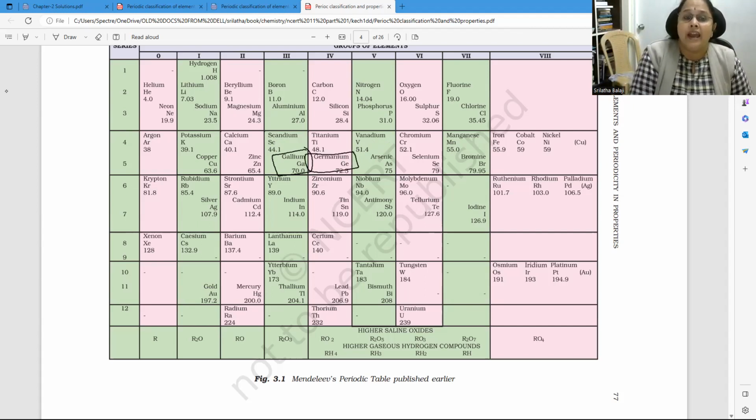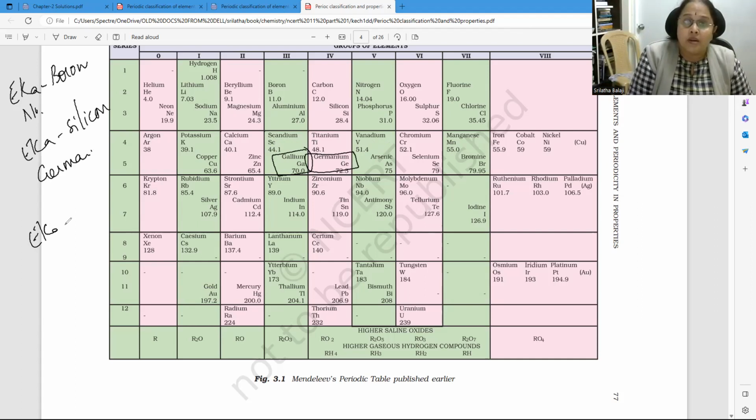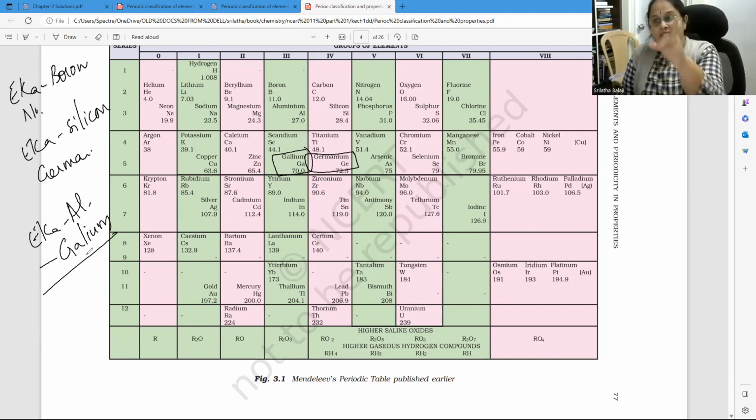What is it? Eka. When I say Eka boron, it is aluminum. Eka silicon is germanium. Eka aluminium is gallium. Note these names. These are probable questions.